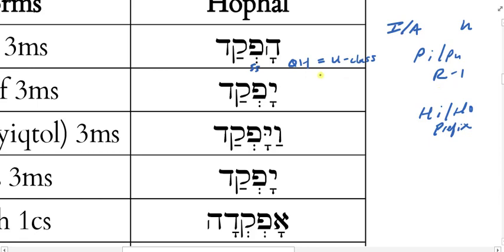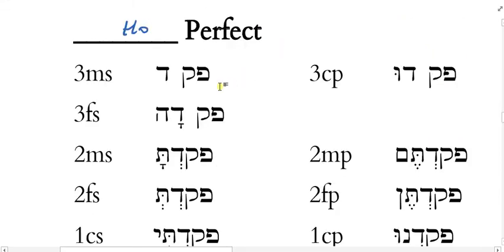All right, so Hophkad is he was caused to visit. He was caused to visit. Okay, Hiphkid, he caused someone to visit. Hophkad, he was caused to visit. Now, if we take this vowel pointing and prefixing and go to our second page, we can fill in a couple of examples. So let's do that real quickly. Okay, so the 3MS perfect for the Hophal.